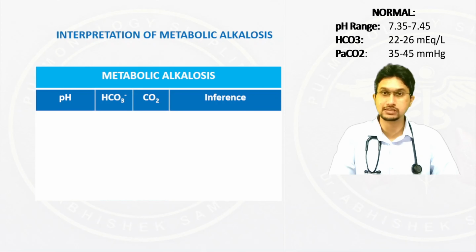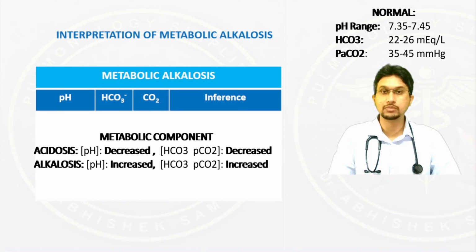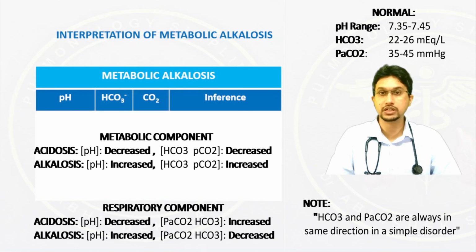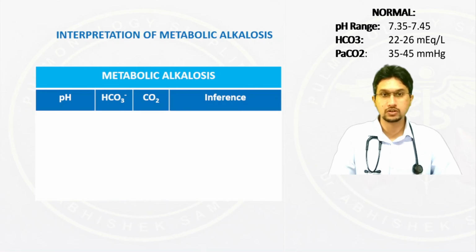That makes things easier. As discussed in my previous video, in a metabolic component, all the arrows are in the same direction, whereas if it is the respiratory component, the pH and the PCO2 will be in opposite directions. The metabolic component is determined by your bicarbonate, whereas your respiratory component is determined by your PCO2. Now let us talk about metabolic alkalosis.